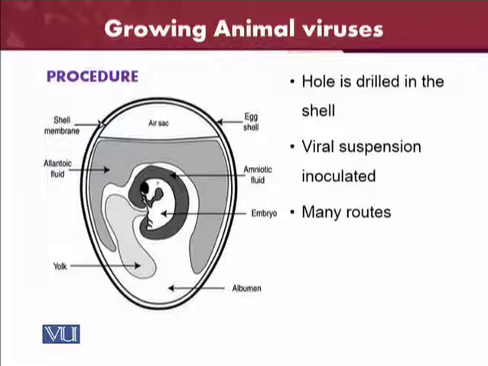First we see the egg shell. First of all, there is the shell membrane, and the egg sac is very prominent. And then there is the amniotic fluid, embryo, allantoic fluid, yolk, and the albumen. These are the different compartments of the embryonated egg which are used for inoculation.